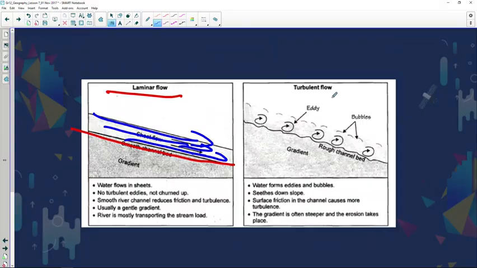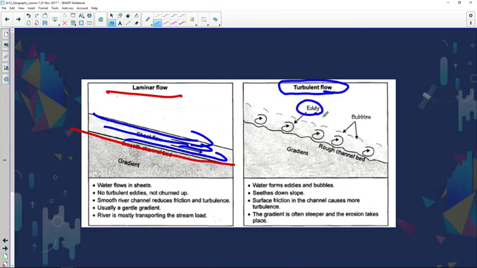And where deposition takes place, keep in mind the volume is greater at the lower course, but the velocity is not that great because it's slowing down because of the gentle gradient. We're experiencing laminar flow. Now, turbulent flow, it's very easy to identify it.